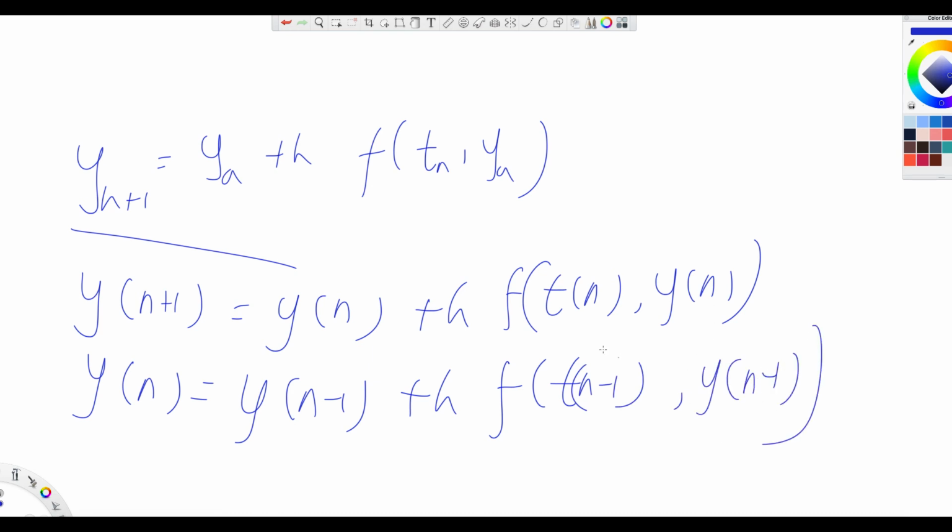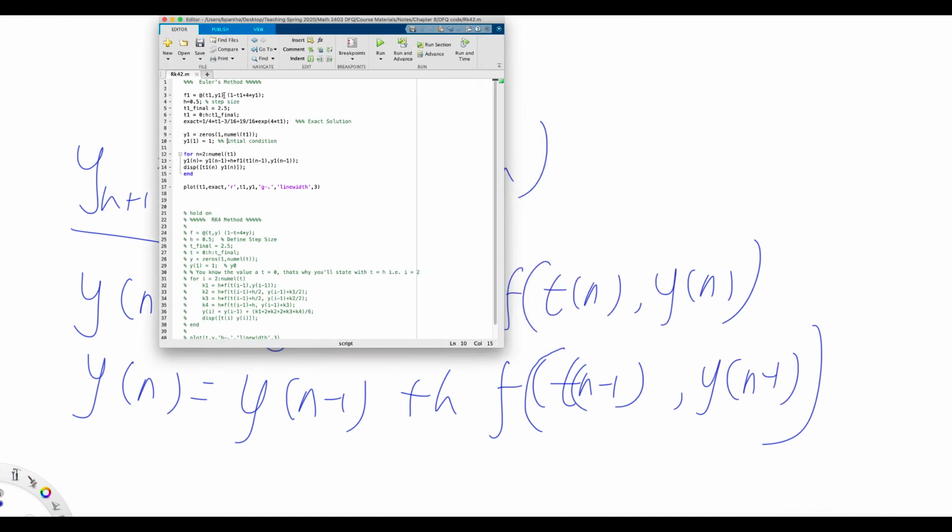So this code is easier because you don't have to find out what f is, since you already defined f in line 3. You don't have to type that function here. You just type f1 and then t1 n minus 1 and y1 n minus 1. That's what you do, and then you display t1 and y1 here.